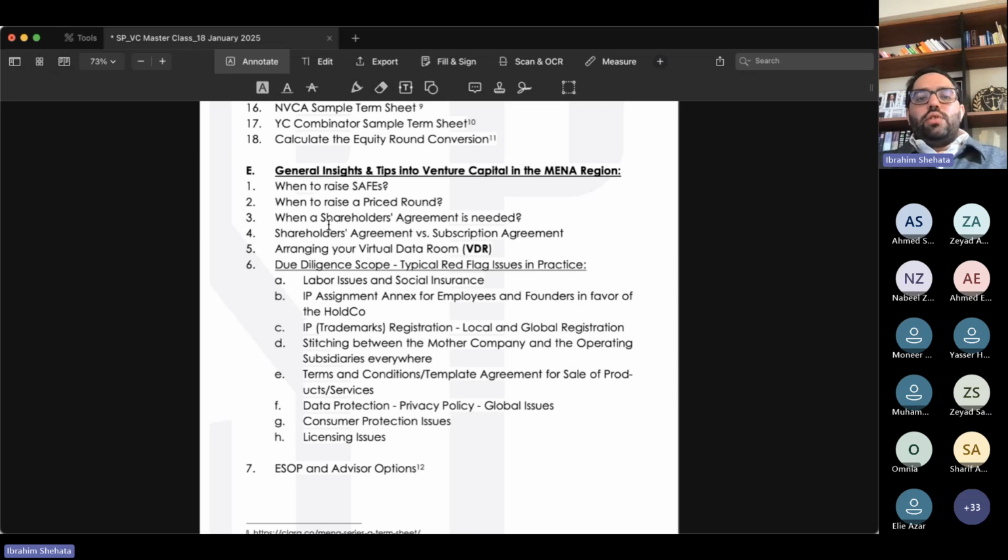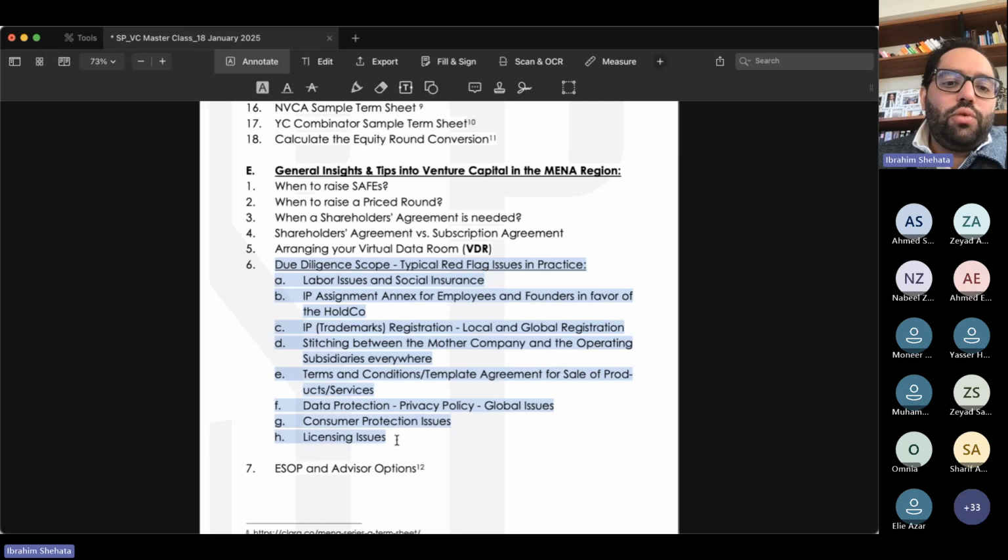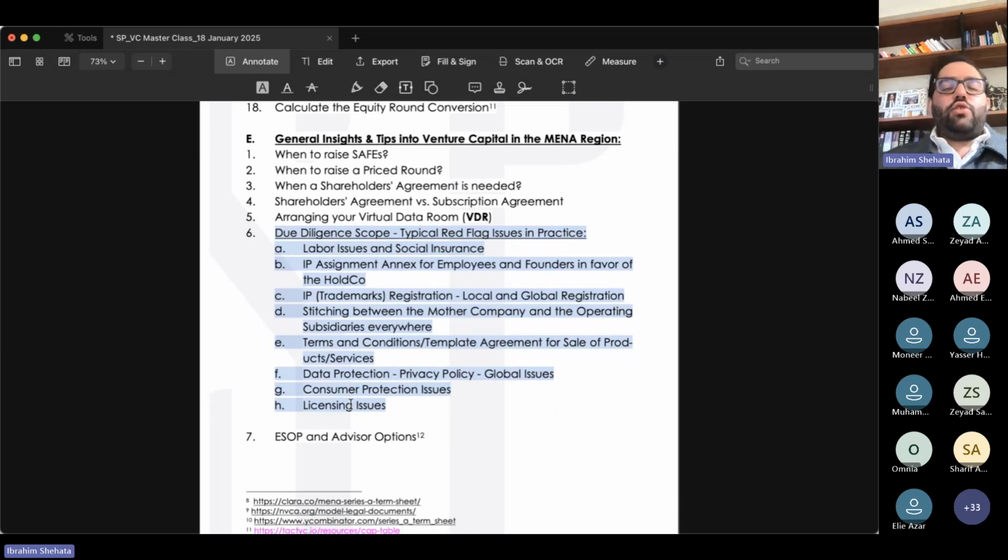Arranging the VDR, the virtual data room. The VDR is basically like a OneDrive folder or a Google Docs folder that includes all the documents of the company, and you send a link to the investor to check them and do the due diligence. Due diligence is usually done when there is a Series A round. And here is a list of the things you need to worry about from day one, to make sure they don't bite you when you are trying to raise money in a priced round format.